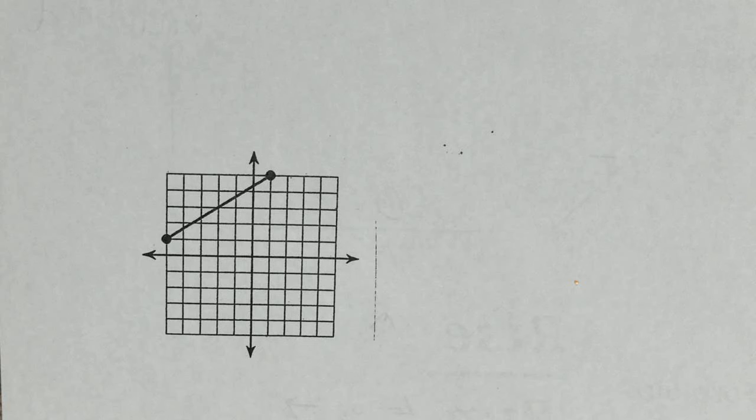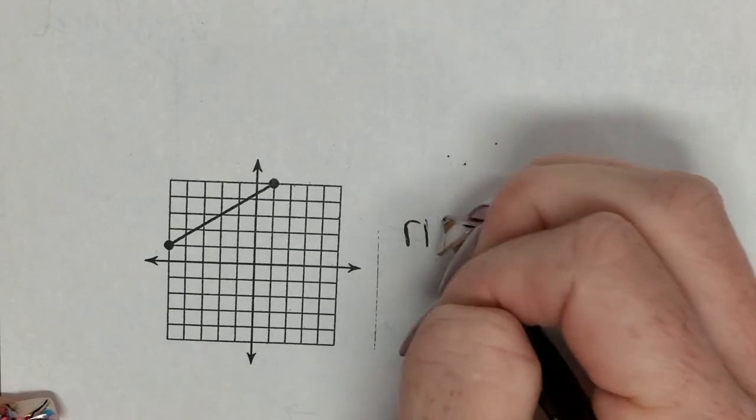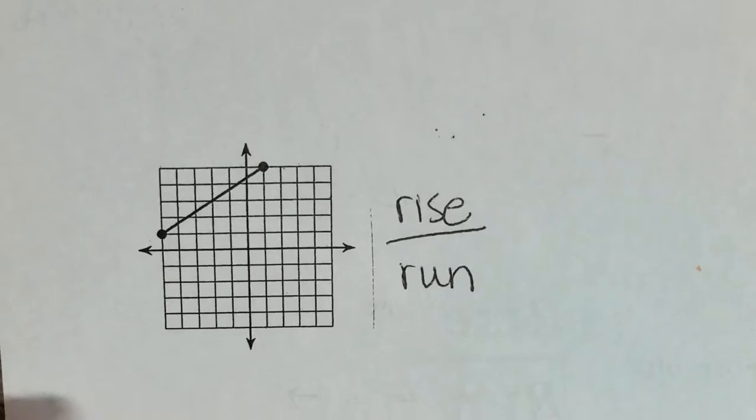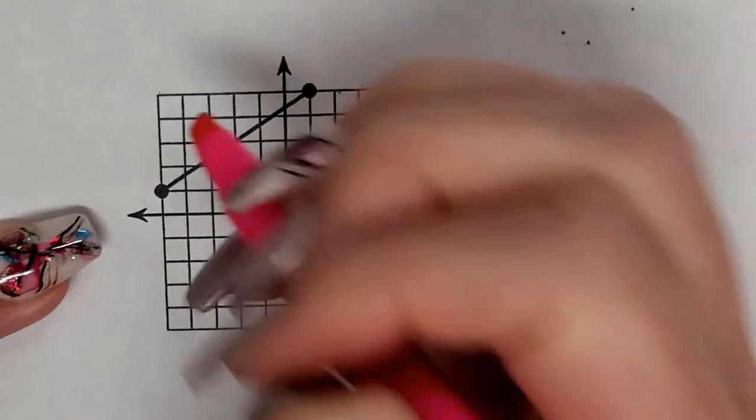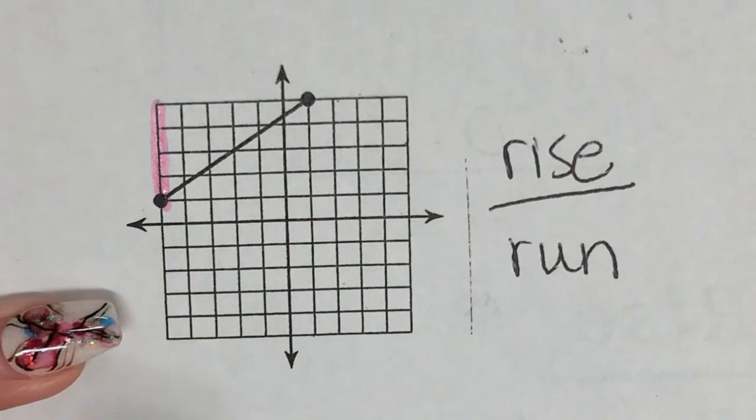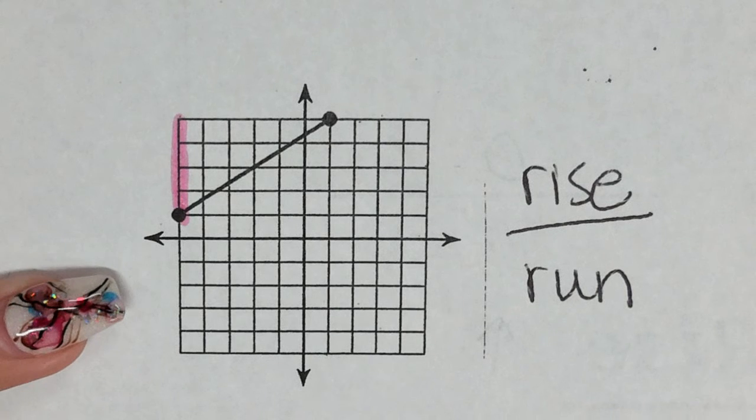Start at the bottom dot and draw a line straight up to the next dot. Remember, you need a rise. That's how far up you went, and a run. And that's the part I could teach to a kindergartner. So everybody better get that right. All you're doing is counting.